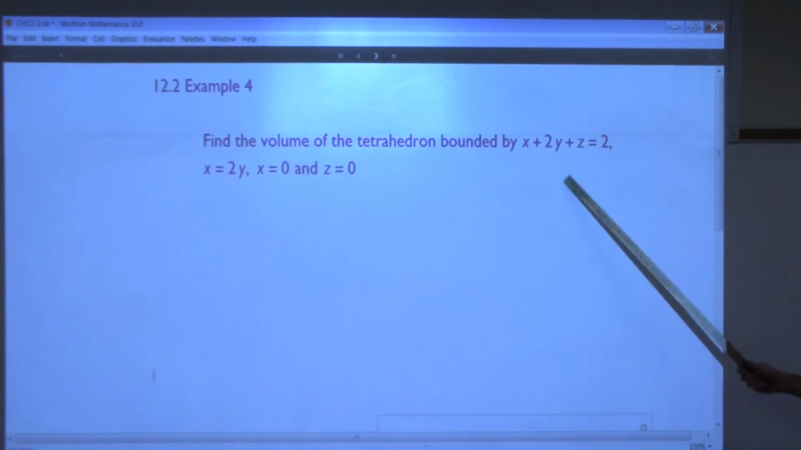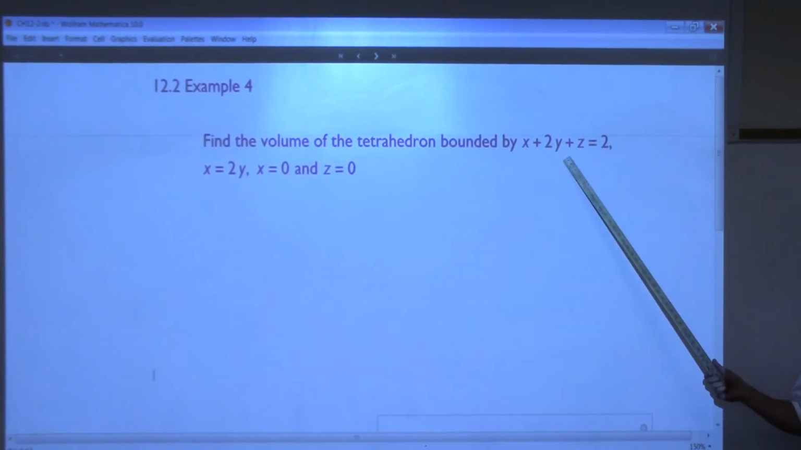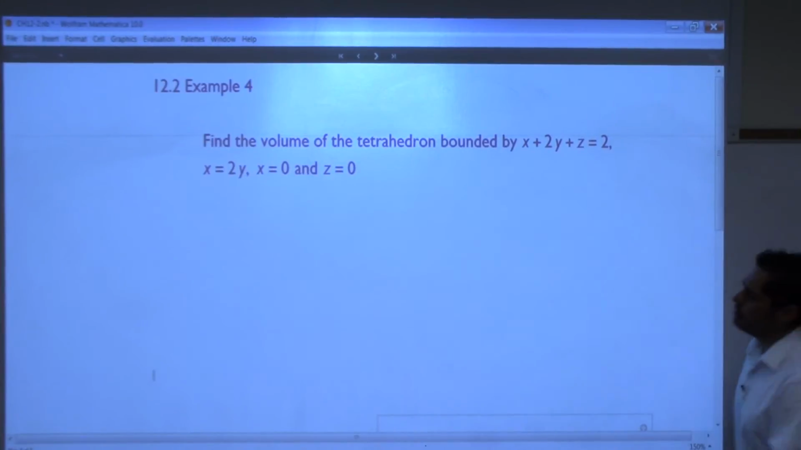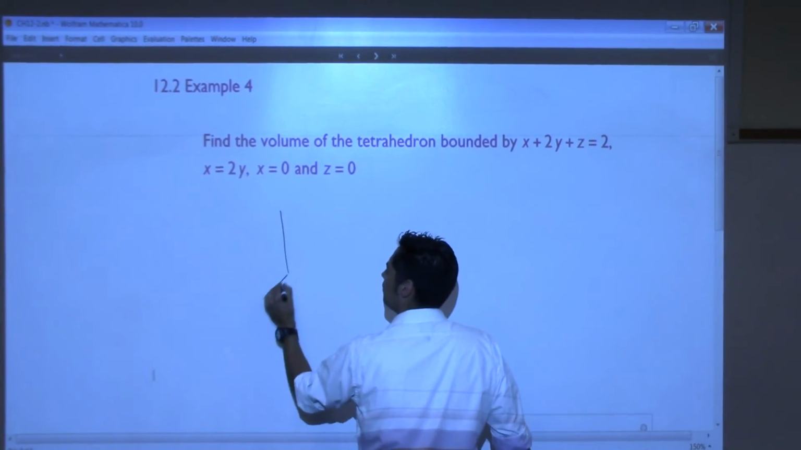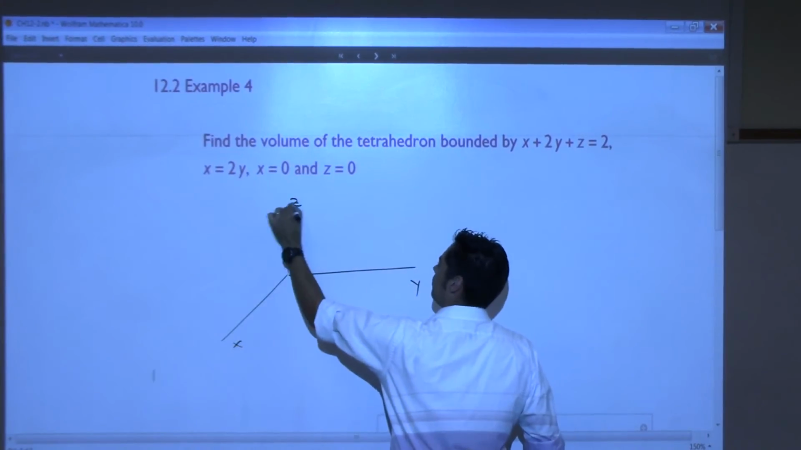So let's agree with something here. Let's try and draw this. I don't think we've ever tried to draw a plane the way I'm about to do it. Let me just try and draw. There's my X, my Y, my Z.